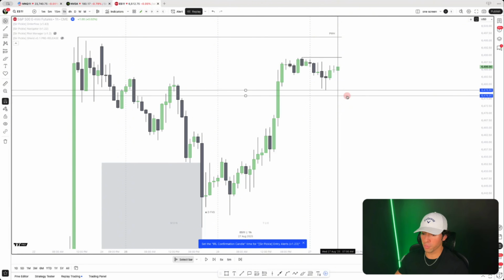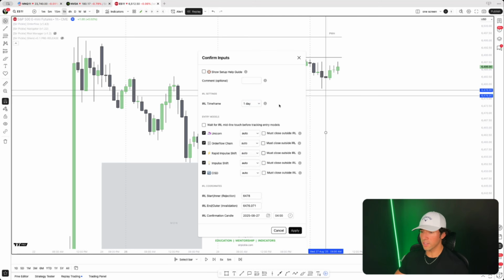And on this third point, the IRL confirmation candle, we again click the exact swing point right here. And we'll get this pop up. And again, you can just mark this out as a 1 hour.